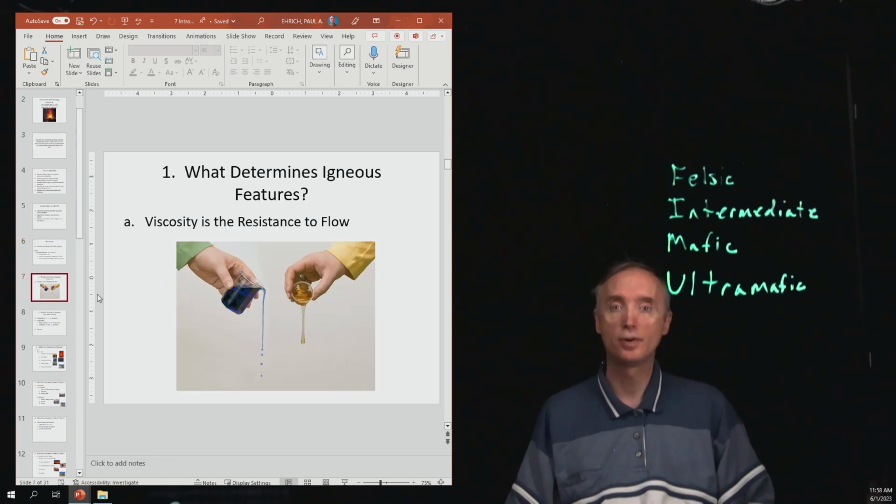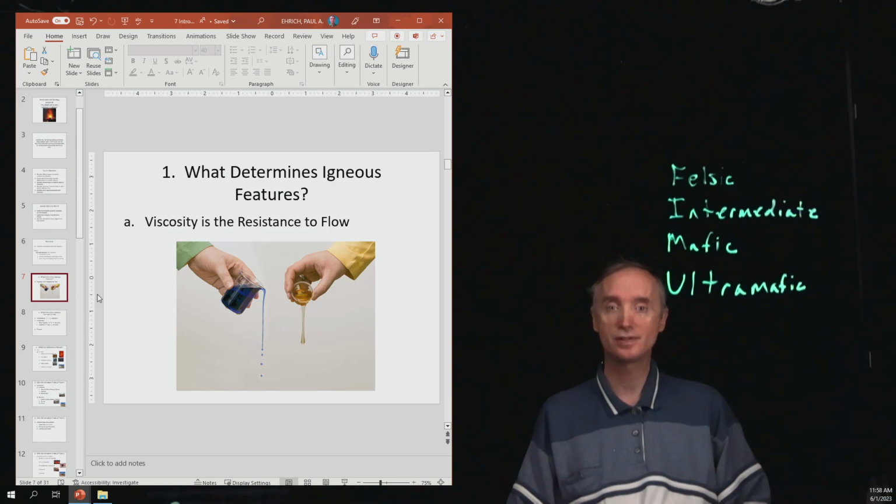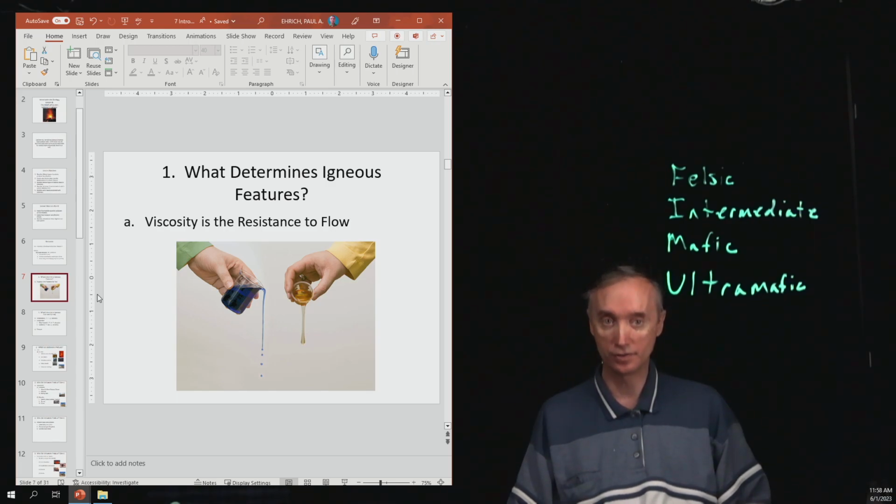And let's start by talking about what viscosity is. Viscosity is how sticky a material is. The more sticky the material is, the less likely it's going to want to flow.